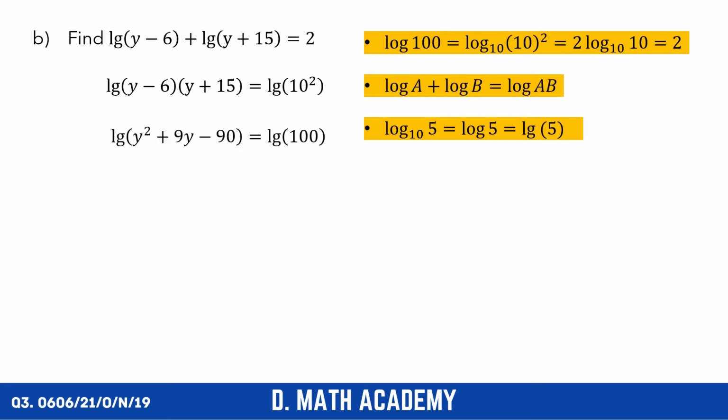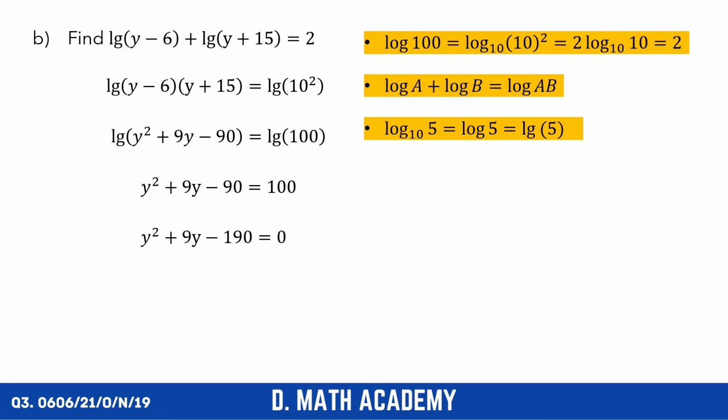So you now have y squared plus 9y minus 90 equals 100. Since both sides have log, extract both the results over there and run the calculation. You should get y squared plus 9y minus 190.